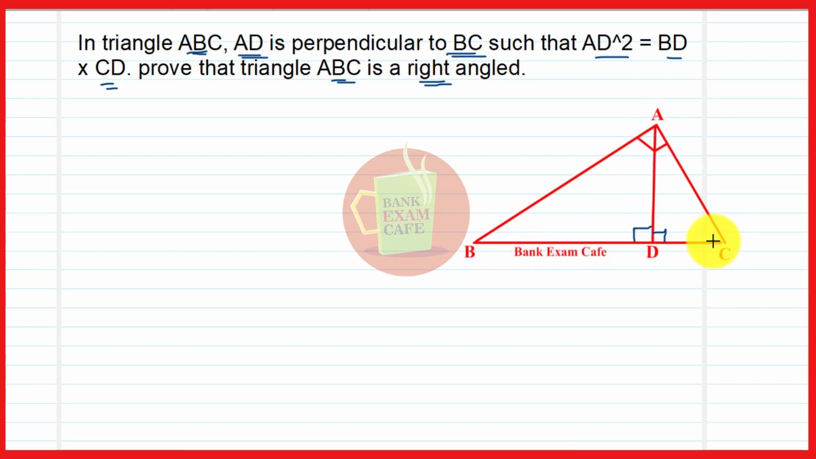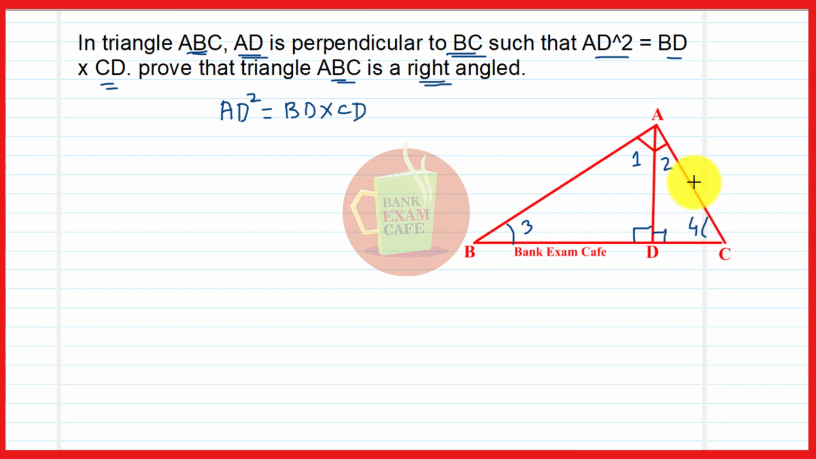So here AD is perpendicular to BC, that is given, and it is also given that AD square is equal to BD into CD. This is given. So AD square is equal to BD into DC, and we have to show that triangle ABC is a right angled triangle. So let this angle be number 3. This angle is 1, this angle is 2, and this angle is 4.